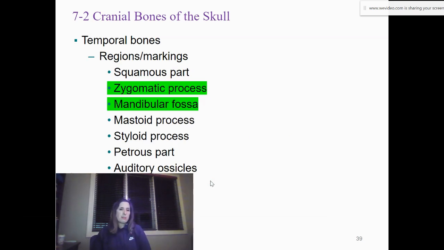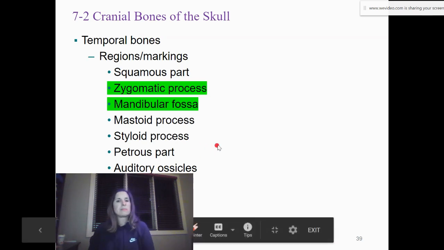The next bone is the temporal bone. There are two processes that you have to know for the temporal bones: the zygomatic process and the mandibular fossa. Look at all these other ones.